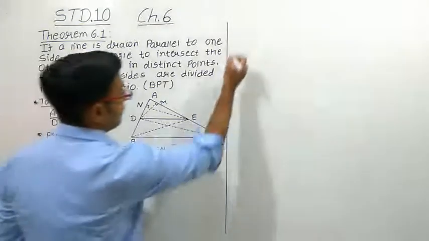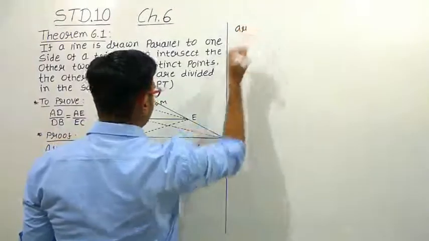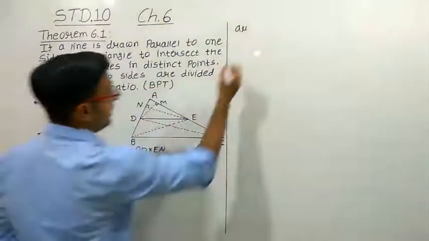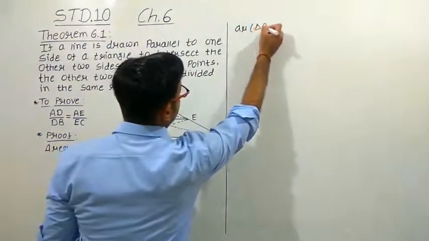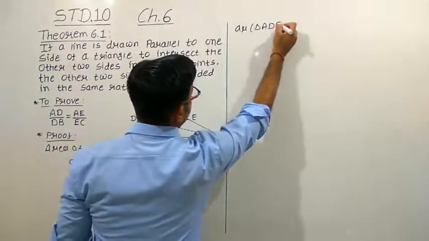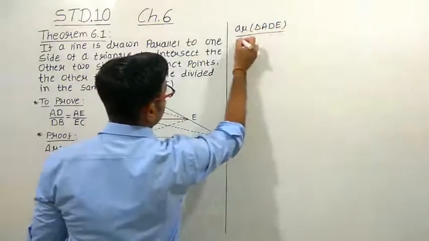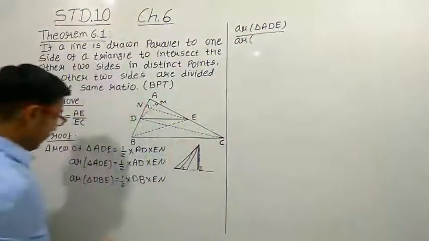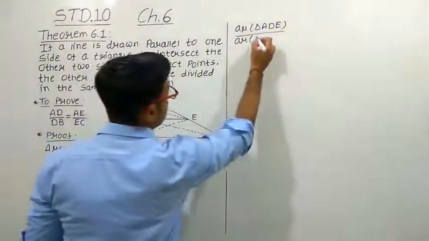Okay, now let us take the ratio of these two triangles. So here we can write the area of triangle ADE upon the area of triangle DBE.